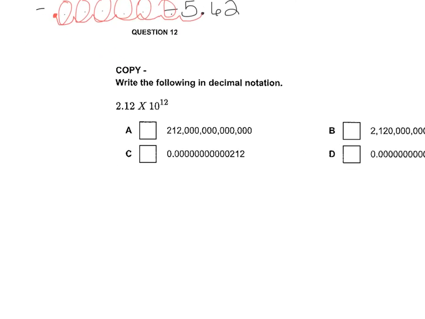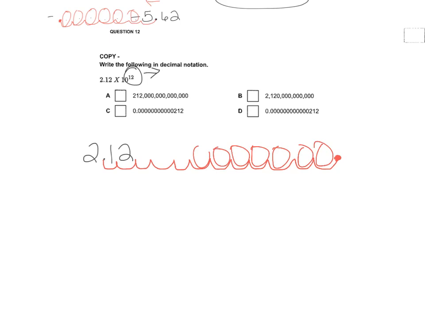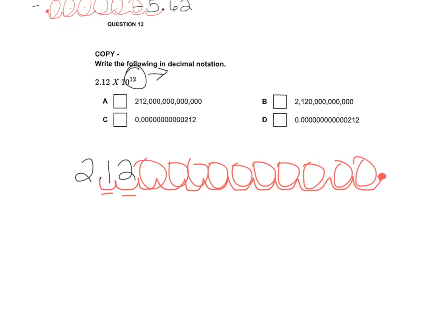Same thing on 12. 2.12, I'm going to move it to the right since it's a positive exponent, and I'm going to move it 12 times, including these two numbers. So I'm going to start counting here. 1, 2, 3, 4, 5, 6, 7, 8, 9, 10, 11, 12. So I'm going to have 10 zeros because my other two numbers were 1 and 2. So 10 zeros behind the 212. C is out because they went the wrong way, and D is out because they went the wrong way.